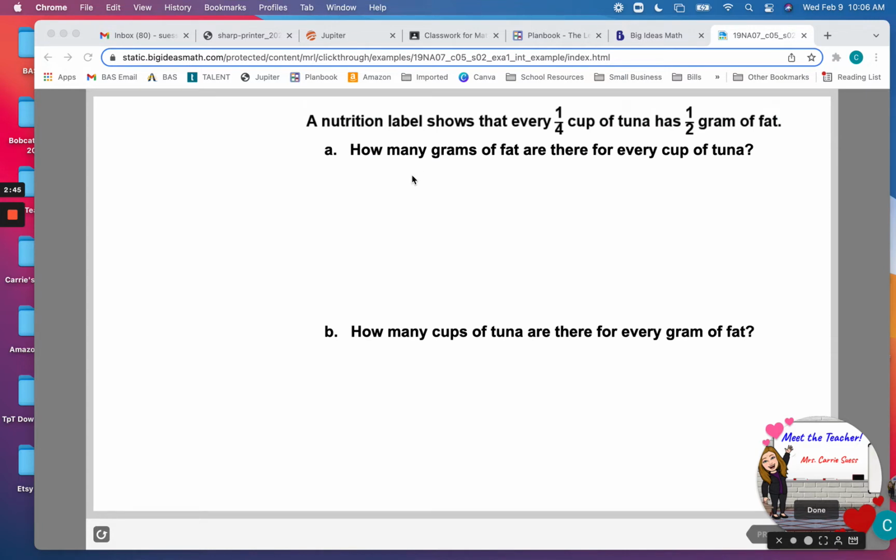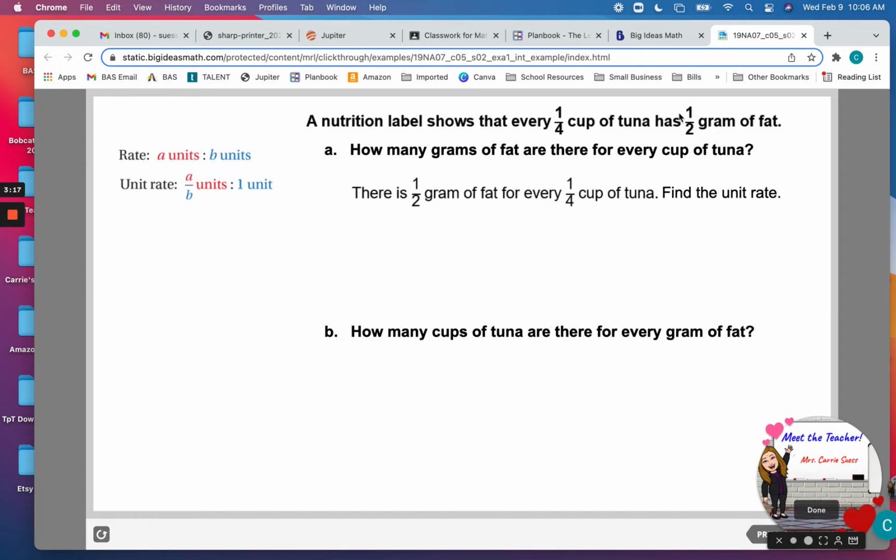A nutrition label shows that every 1/4 cup of tuna has 1/2 gram of fat. How many grams of fat are there for every cup of tuna? So looking at this right now, what part of a cup are we looking at of tuna? 1/4. And what do we want to get? We want to get one whole cup of tuna. So we're going to set our rate and find the unit rate because that will give us per 1 cup. Right now it's per 1/4 cup. You see the difference?